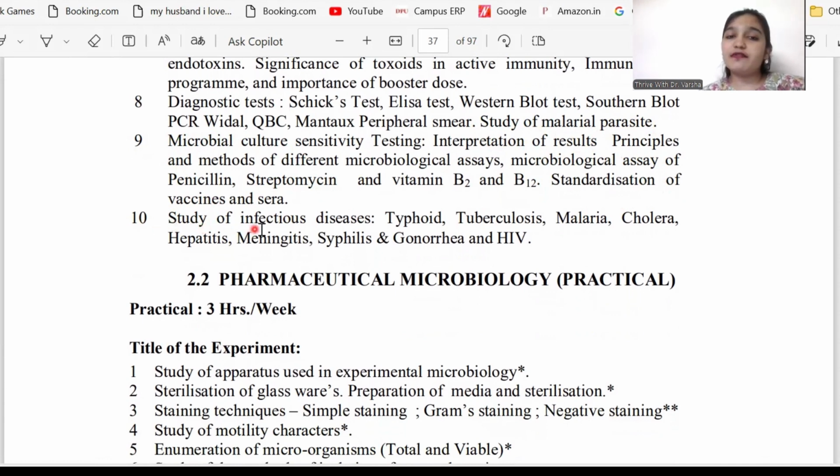Then study of infectious diseases, again every disease like typhoid, tuberculosis, these are separate different chapters, so that will be asked for 10 marks, complete 10 marks. Or they can just ask you which test or how you will perform any microbiological test, the procedure, for 2 marks. They can ask a little bit part of that for 2 marks.